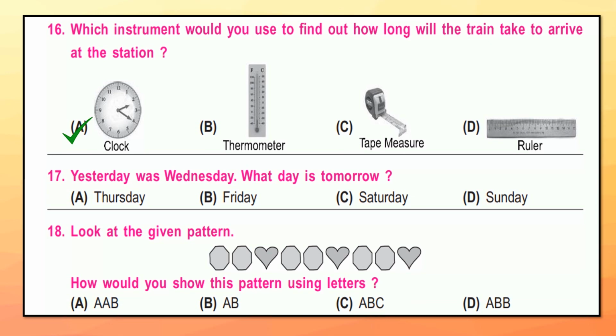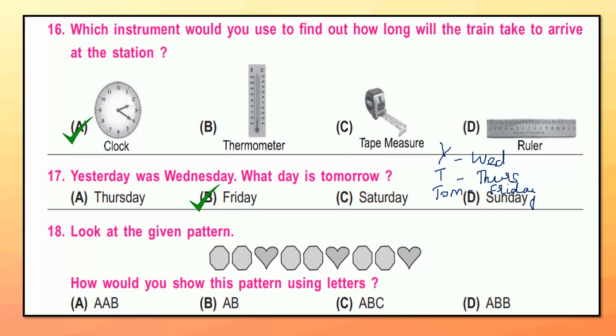Question number 17. Yesterday was Wednesday. What day is tomorrow? Yesterday is Wednesday, so today will be Thursday, and tomorrow will be Friday. So therefore the correct answer here would be option B, Friday.